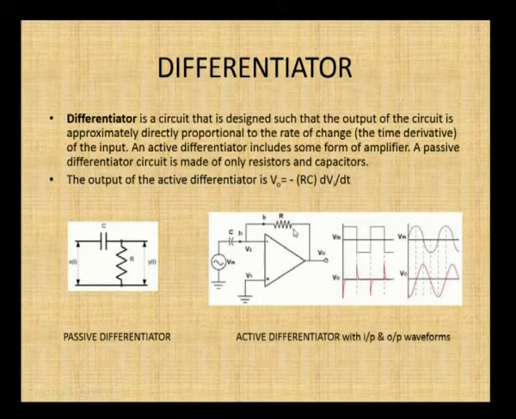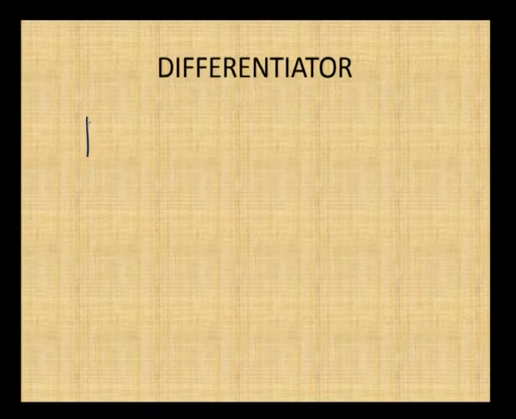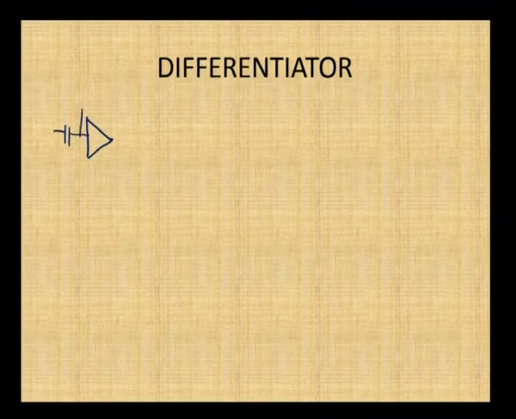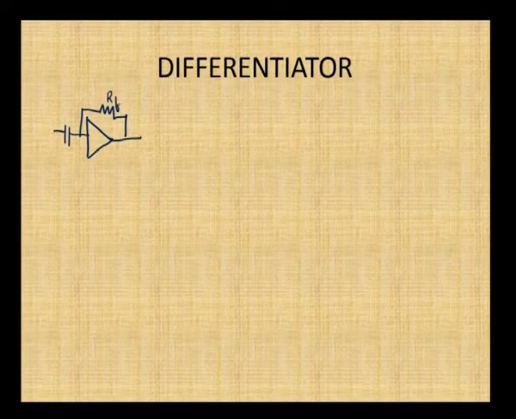We are going to see the active differentiator circuit. Here the signal is given to the inverting terminal of the operational amplifier through the capacitance C, and the feedback is given through the resistance R to the negative terminal of the operational amplifier. So, for this circuit we have to derive the gain of the circuit. So, again I will draw the circuit. You have a capacitance at the input side and a resistance at the feedback side.